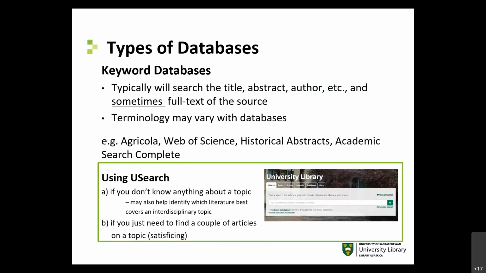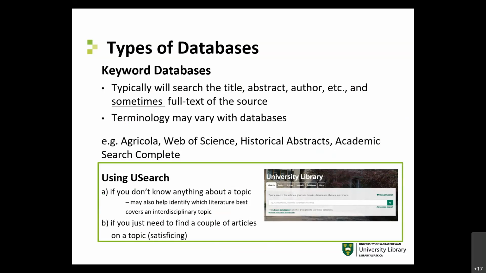Quite often when you submit an article for publication, you're asked to identify some of the keywords of the article, and those are used in some of these databases to index the article. So keyword databases search a lot of different places. And as I mentioned before, the terminology may vary with the databases. So I've just given you some examples like Agricola, Web of Science, Historical Abstracts, Academic Search Complete. Those are keyword database searching.